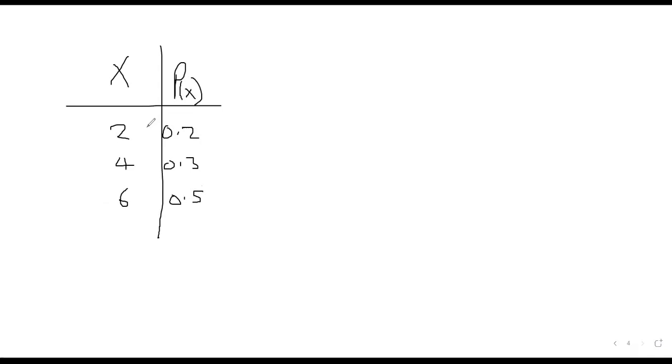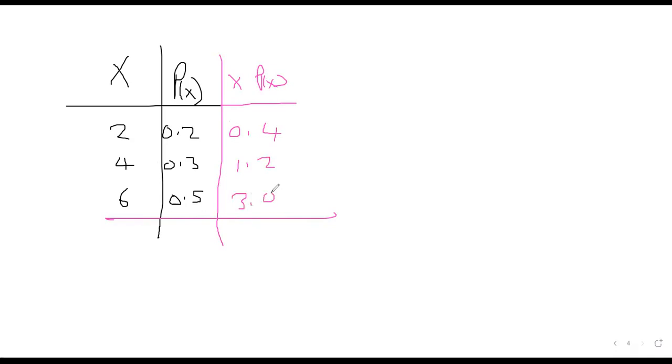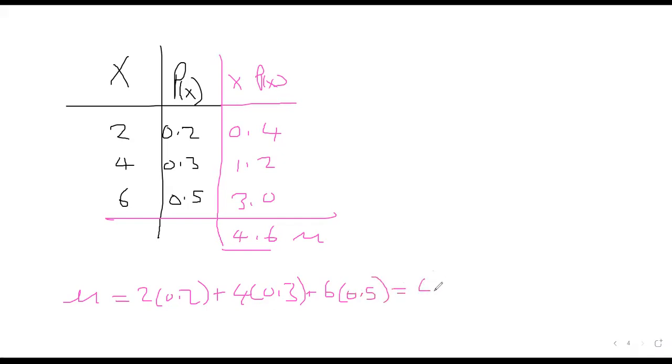So how do we find the mean? Multiply the values of x by the probabilities, then sum up. This and then that one, 0.4. This and then that one, 1.2. This and then that one, 3.0. So we're going to get 4.6. That is our mean. So mu is simply 2 times 0.2 plus 4 times 0.3 plus 6 times 0.5. This is going to be 4.6.